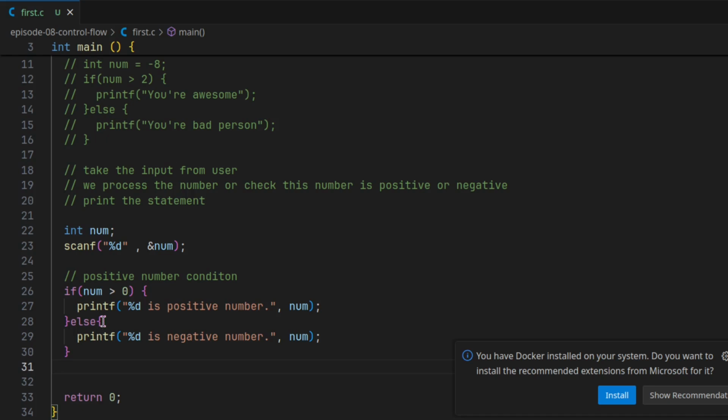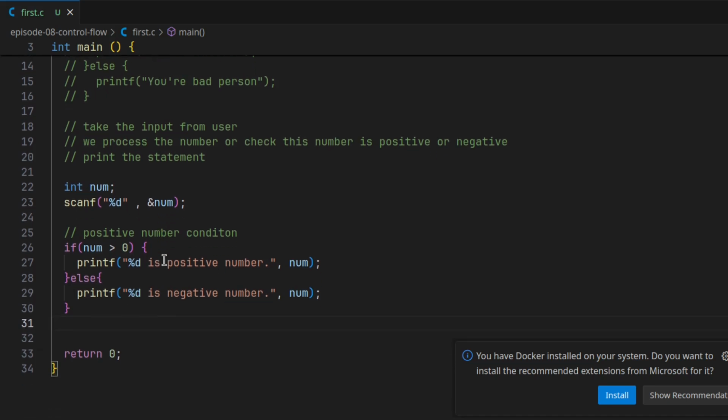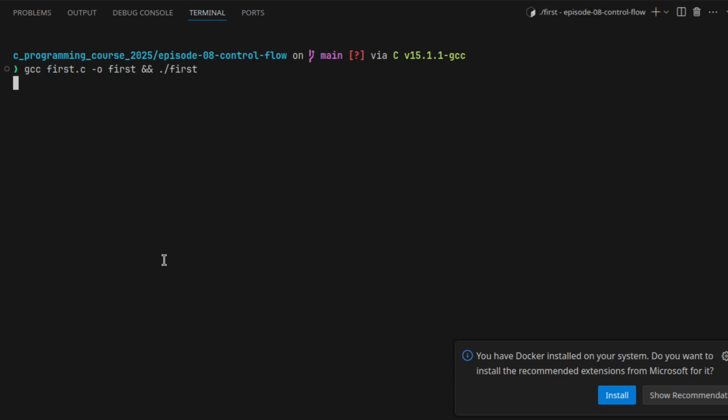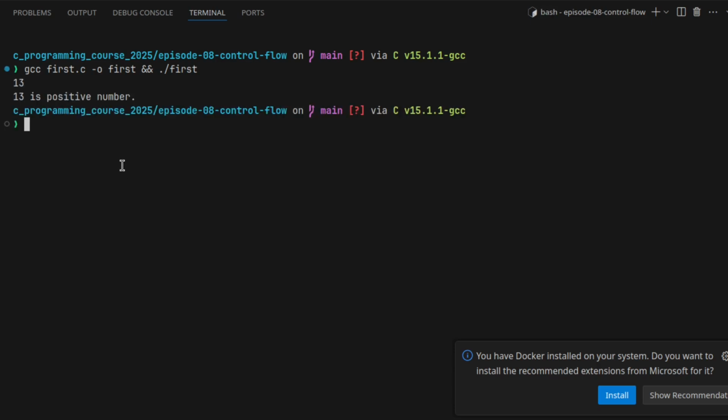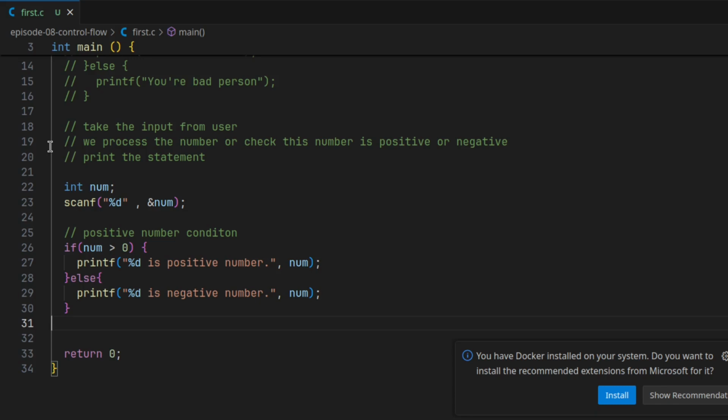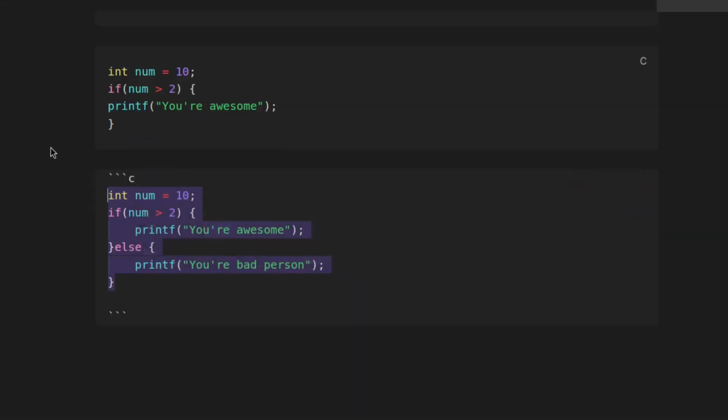Okay, so all things are going good. Let's press Ctrl J, clear the terminal, and run the previous command. Write 13. 13 is a positive number. Minus 69, then negative number. It means all is going good and you can understand easily. Let's move on to the next and learn many more things.